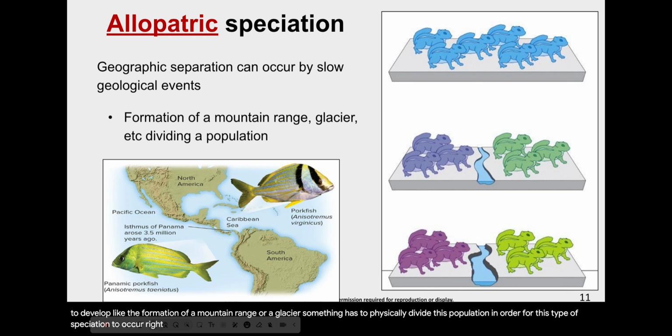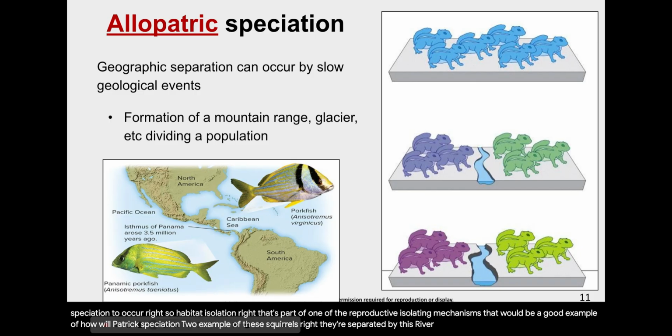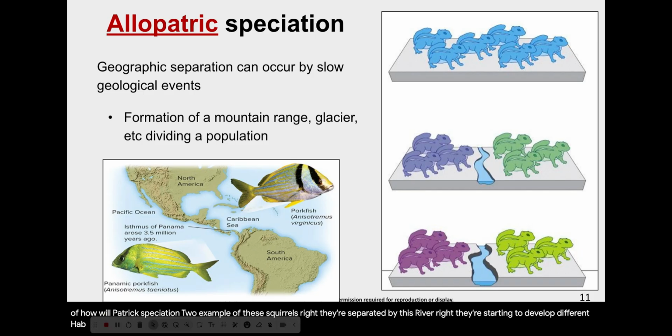So habitat isolation, that's part of one of the reproductive isolating mechanisms. That would be a good example of allopatric speciation. Here we have a cartoon example of these squirrels. They're separated by this river. They're starting to develop different habitats or different habits within their habitats. And then over time, they're completely new species. They're completely separate species because of that initial separation.